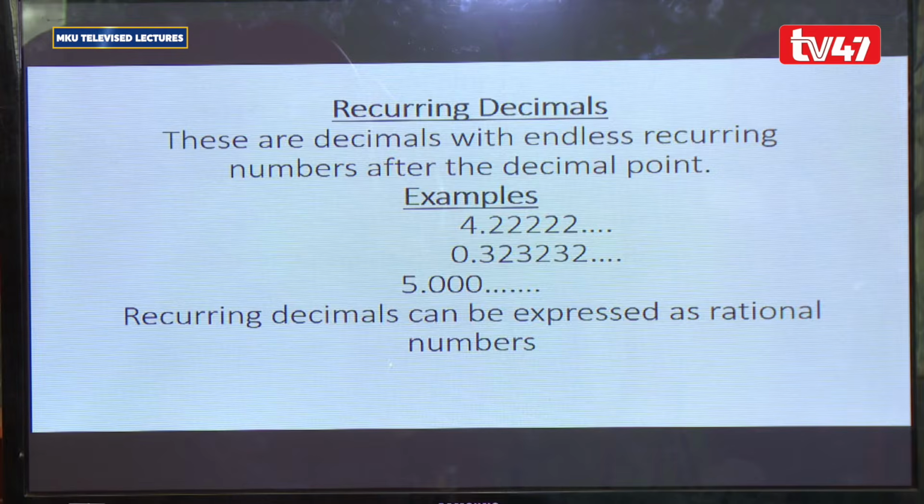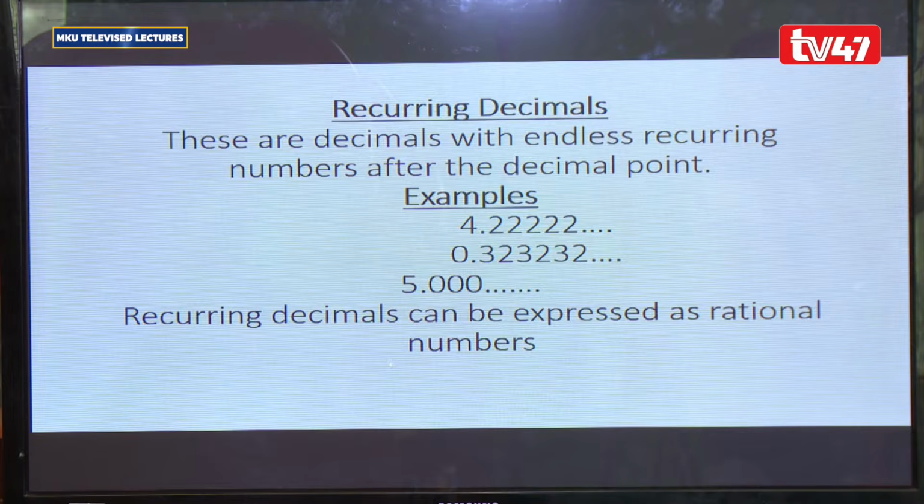Recurring decimals are numbers or fractions which, when divided, result in a number after the decimal that keeps on repeating itself. So these decimals have an endless recurring number after the decimal point. Recurring examples include 4.222 and so on. So the 2s will keep on repeating to an endless point. Then we have 0.3232. You can see that two numbers are repeating in this case, 32, 32, and so on.